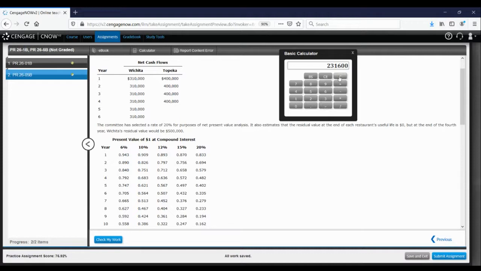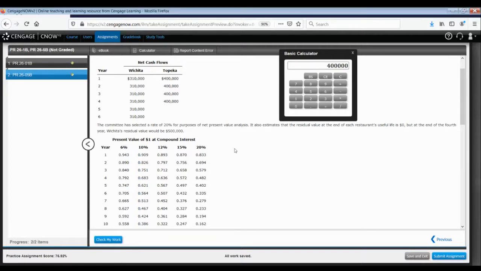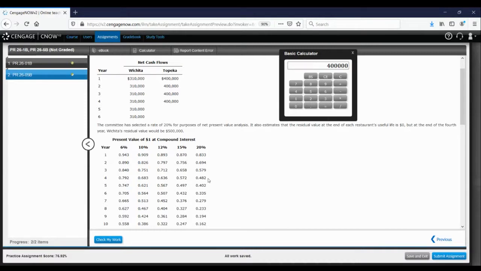And then in the fourth year, we would take the 400,000 and we will multiply it by the fourth year's table value amount, which was 0.482. And that will give you 192,800.